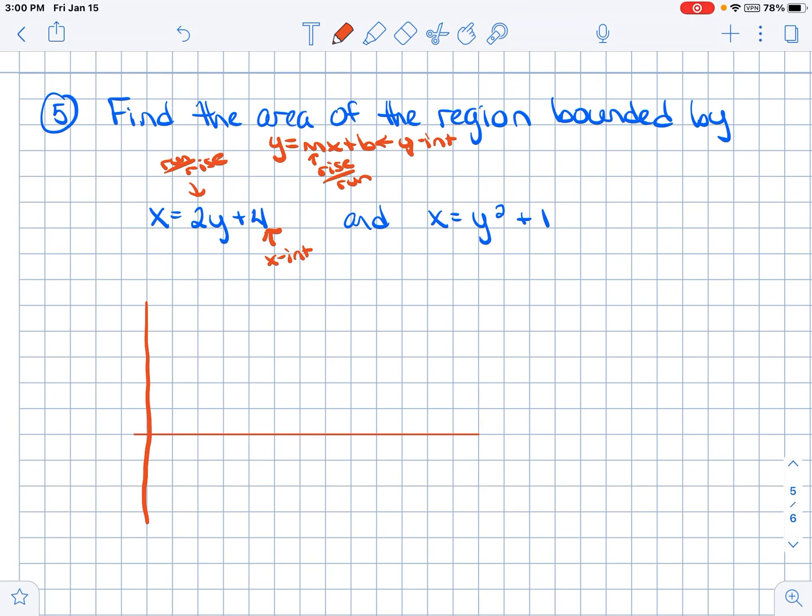We have an x-intercept of 4. 1, 2, 3, 4. We have a run of 2 and a rise of 1. So now I can draw my linear function.